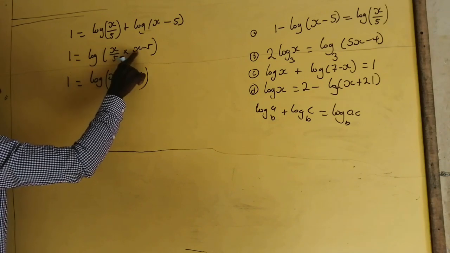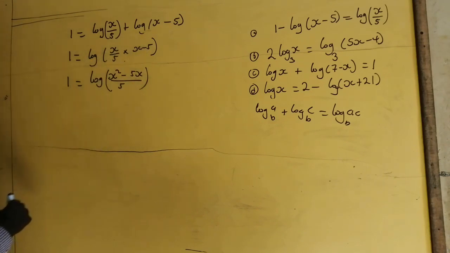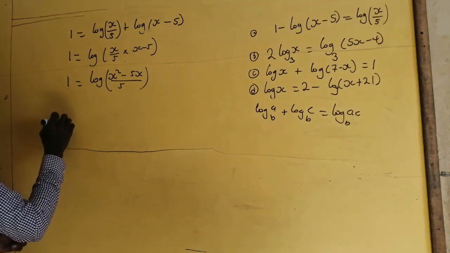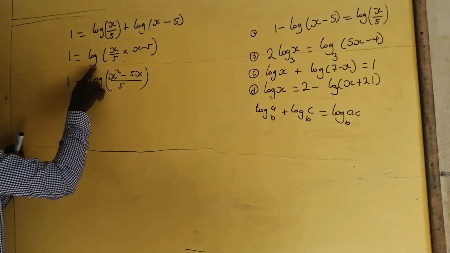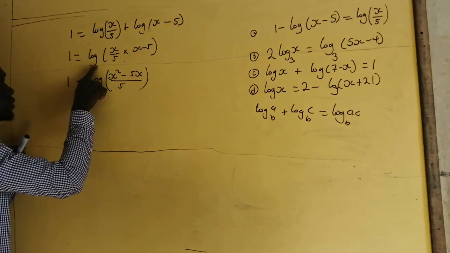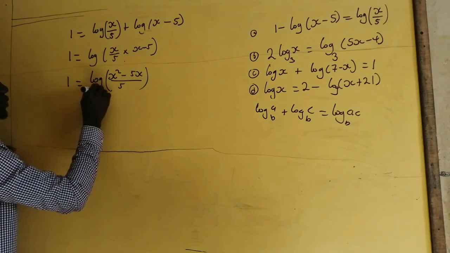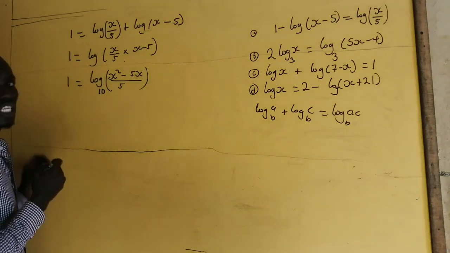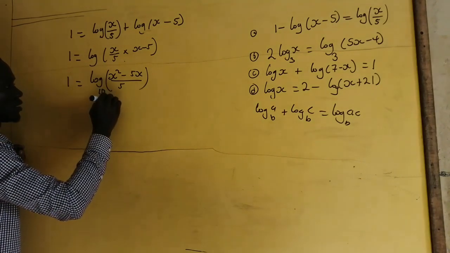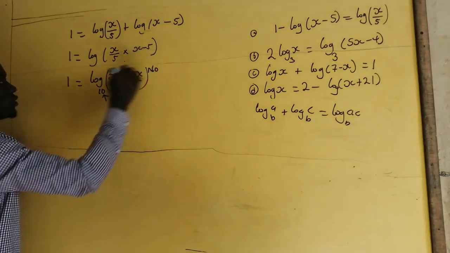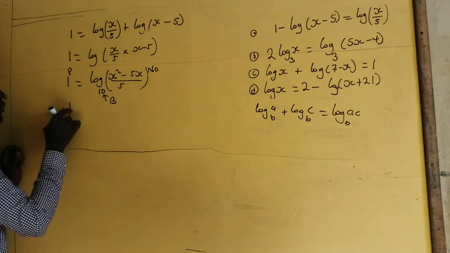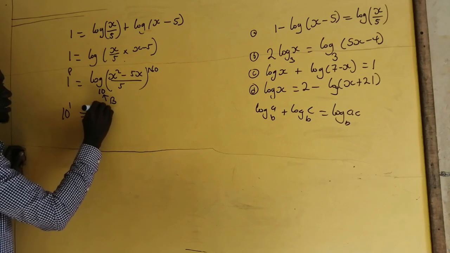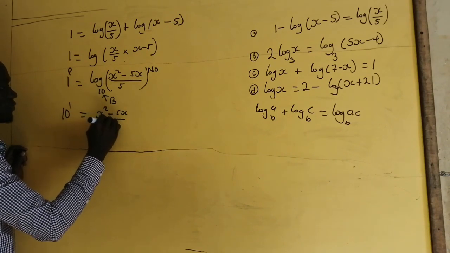Remember, x will multiply this x, and then x will multiply the 5. Very simple as that. So here, we are going to use the definition of logarithm. If we write the log without the base, it means that we are dealing in base 10. So the base here is 10. And the definition of logarithm states that the base must be raised to a power to give us the number. So 10 must be raised to the power to give us this number, x squared minus 5x divided by 5.